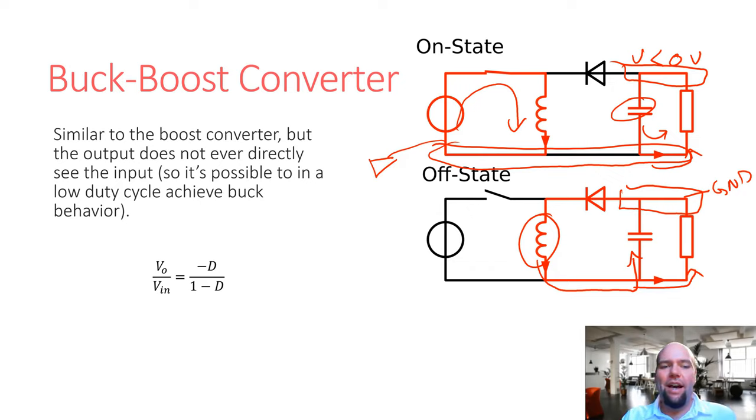I think I have a slide where I talk more about this, but it should be noted that Vout over Vin is negative D divided by one minus D. So negative duty cycle divided by one minus the duty cycle. You can see from this that for duty cycles that are less than 50%, this is going to buck. For duty cycles that are greater than 50%, this is going to boost.